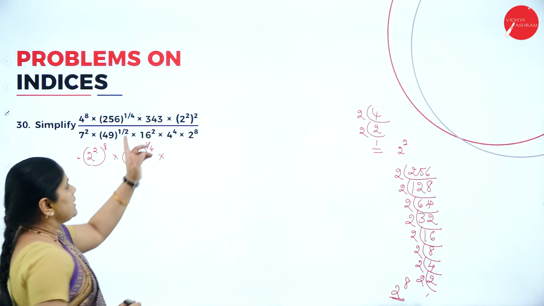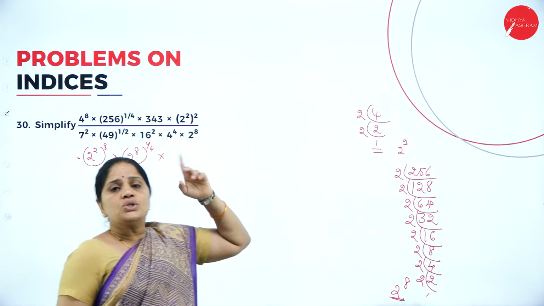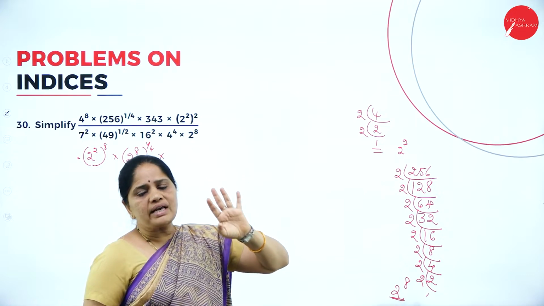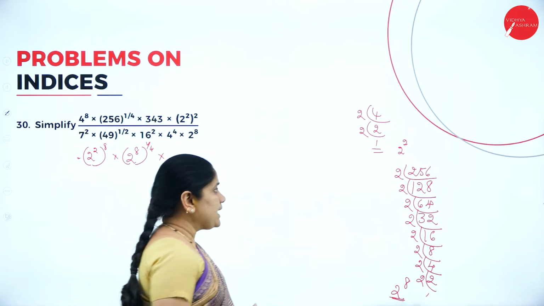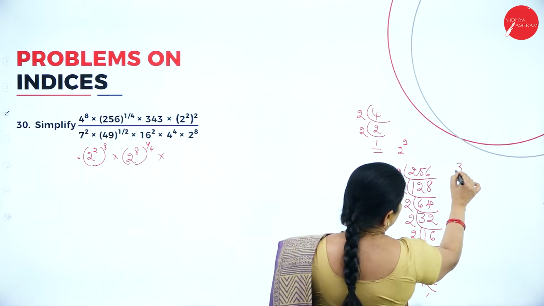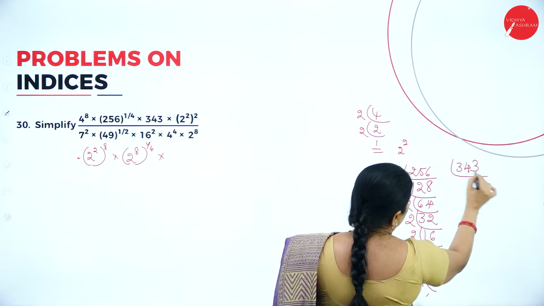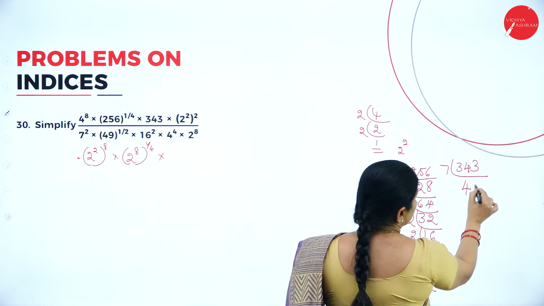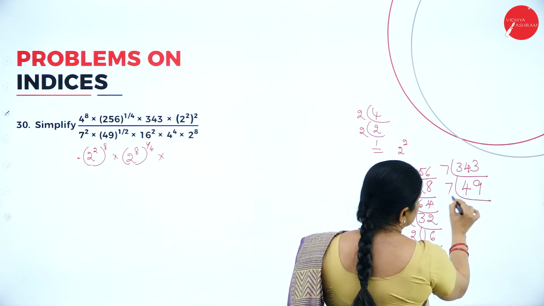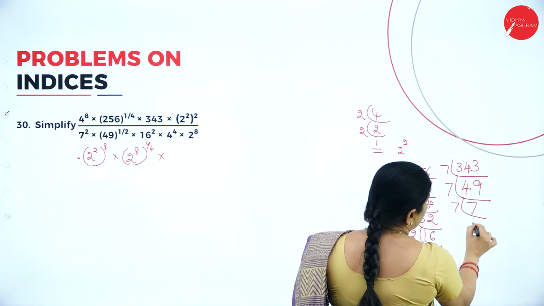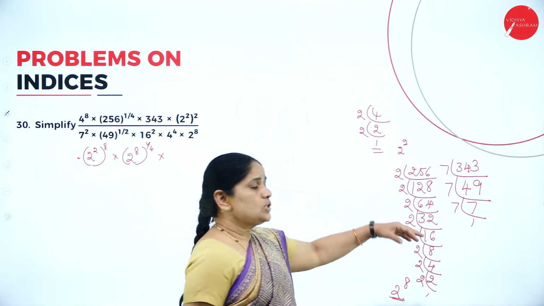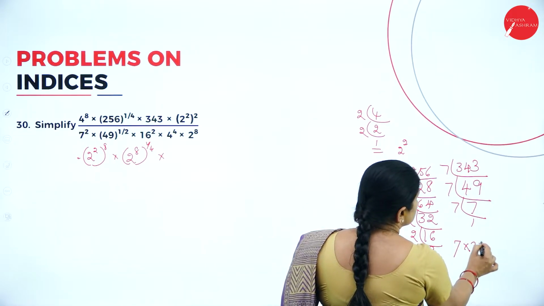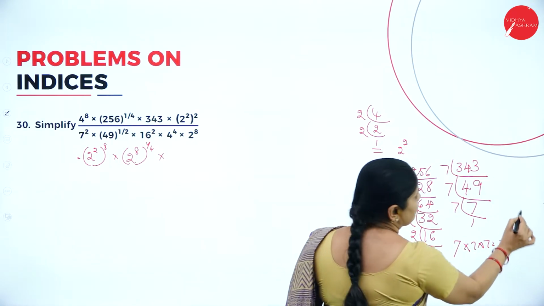Then, this number 343. This is an odd number, so it cannot be divisible by 2. Let us see whether it is divisible by 7. I will write it here as 343 and factorize it by 7. So it will be 7 4s are 28, 7 9s are 63, 7 7s are 49, 7 1s are 7. So 343 can be got by 7 into 7 into 7. So this is equal to 7 cube.